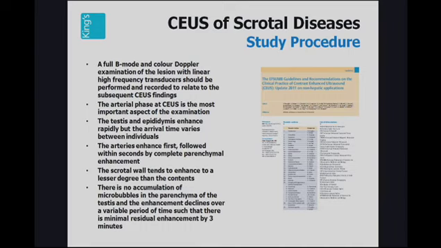Experience is needed when examining the scrotal contents, and the advice would be that you learn to do contrast-enhanced ultrasound at the level of the liver or the kidneys before you attempt to do scrotal contrast-enhanced examinations.